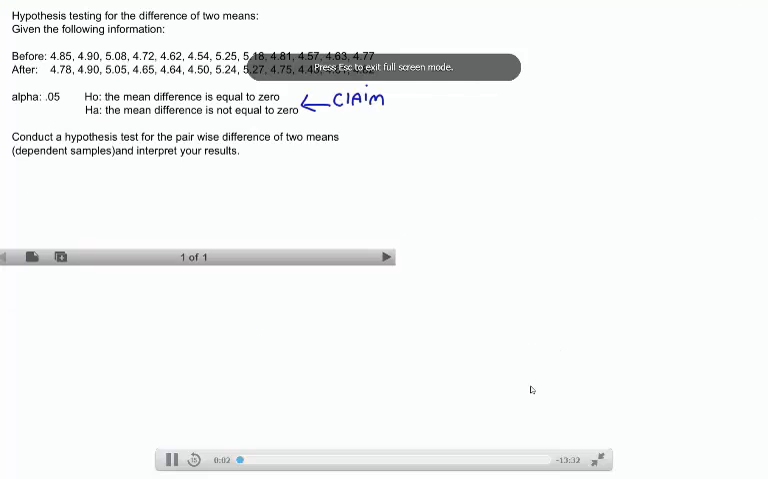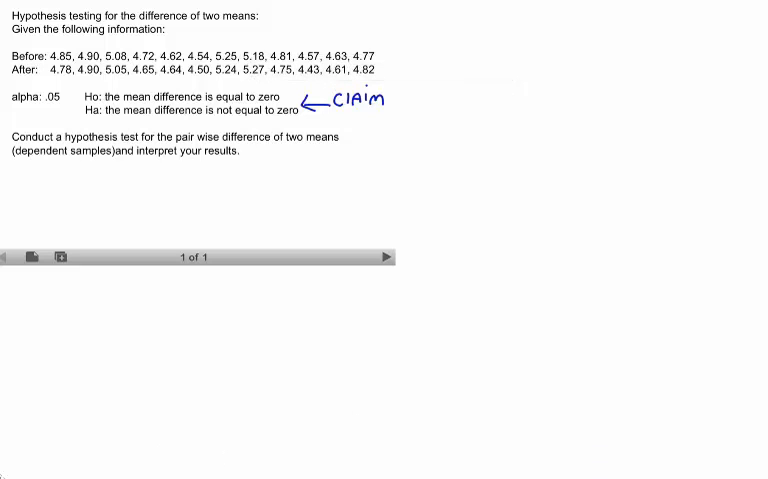In this video, we're going to learn how to conduct a hypothesis test for the difference of two means. We use hypothesis testing for the difference of two means when we have dependent samples. Given the following information, we have two dependent groups.